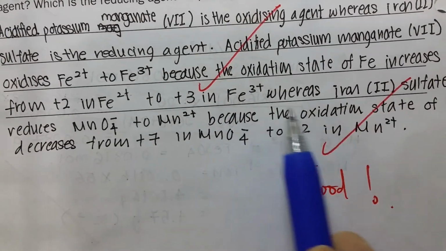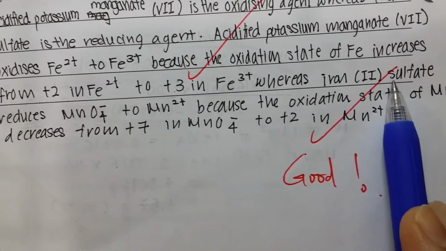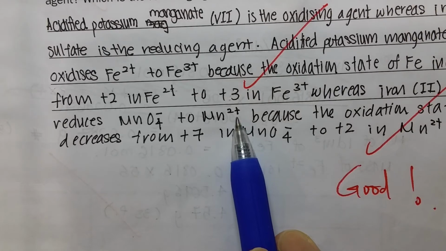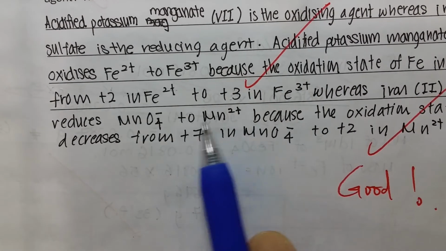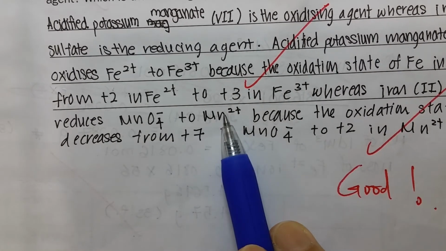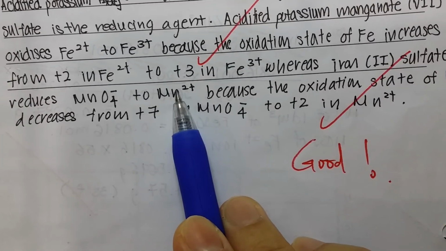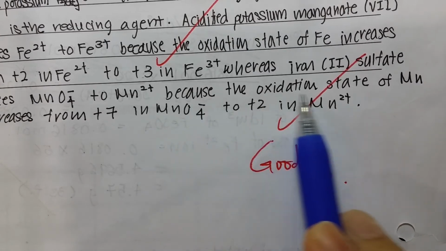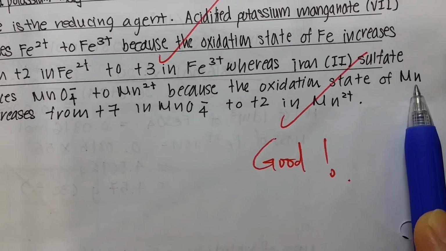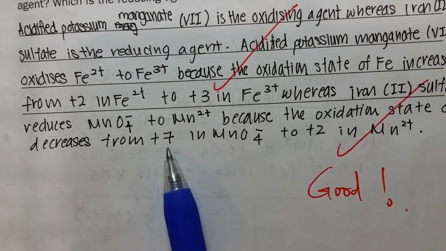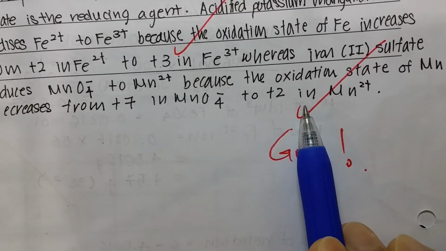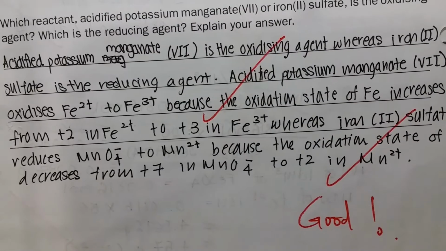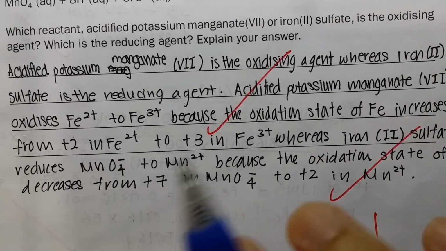Because the oxidation state of Fe increases from +2 in Fe2 plus to +3 in Fe3 plus. Perfect. Whereas iron 2 sulfate reduces MnO4 minus to Mn2 plus. You didn't only say that it is a reduction. You explain to me why this is a reduction. See, this part actually explains why it is a reduction, because the oxidation state of Mn decreases from +7 in MnO4 minus to +2 in Mn2 plus. That is why I give you a good. So you explain everything to me.